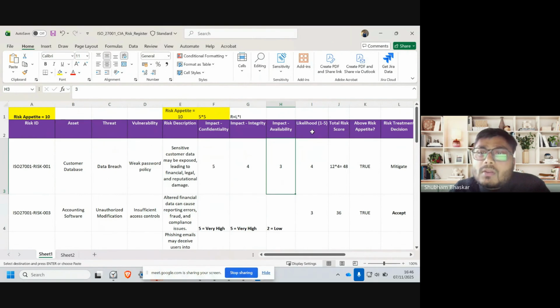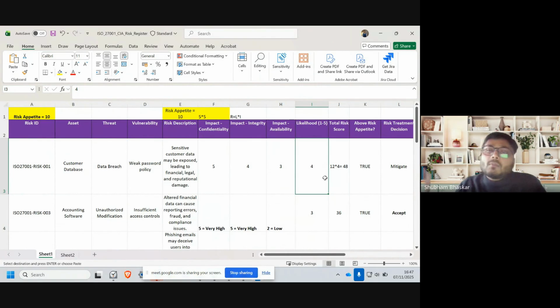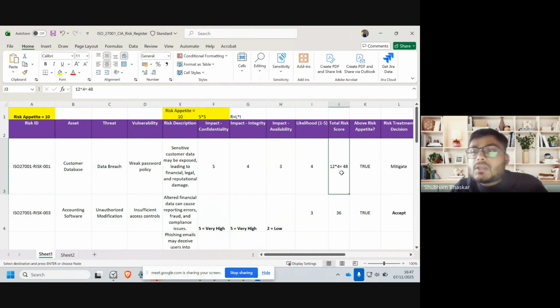At the end, what happens? Then we talk about likelihood. What is the likelihood of this threat exploiting this vulnerability? The likelihood is 4, which means that it is high. Now, forget about qualitative. Now let's calculate this number. What is risk? You know the formula. Risk is likelihood into impact. What is the total impact? 5 plus 4 plus 3, which is nothing but 12. And what is the likelihood? Likelihood is 4. So 5 plus 4 plus 3, that is 12, into 4 is 48.